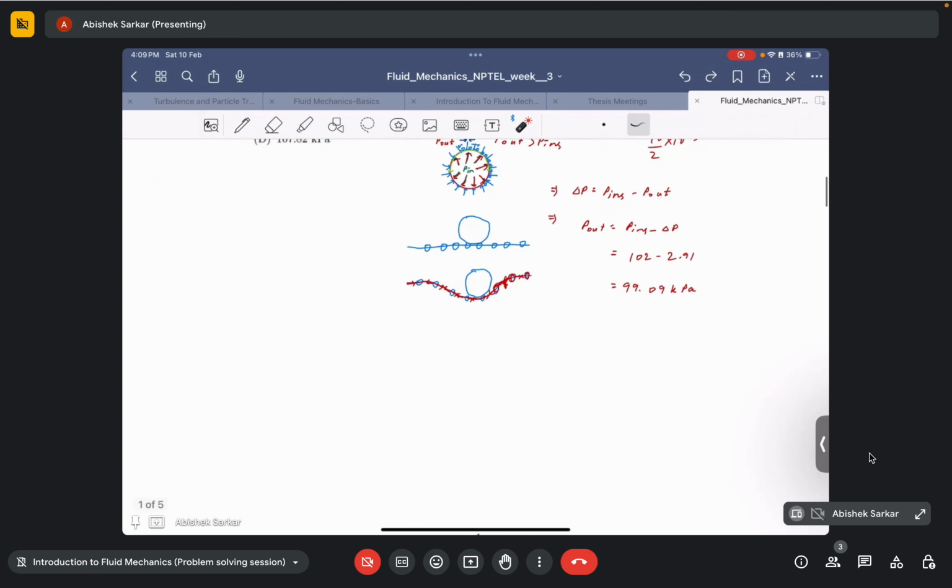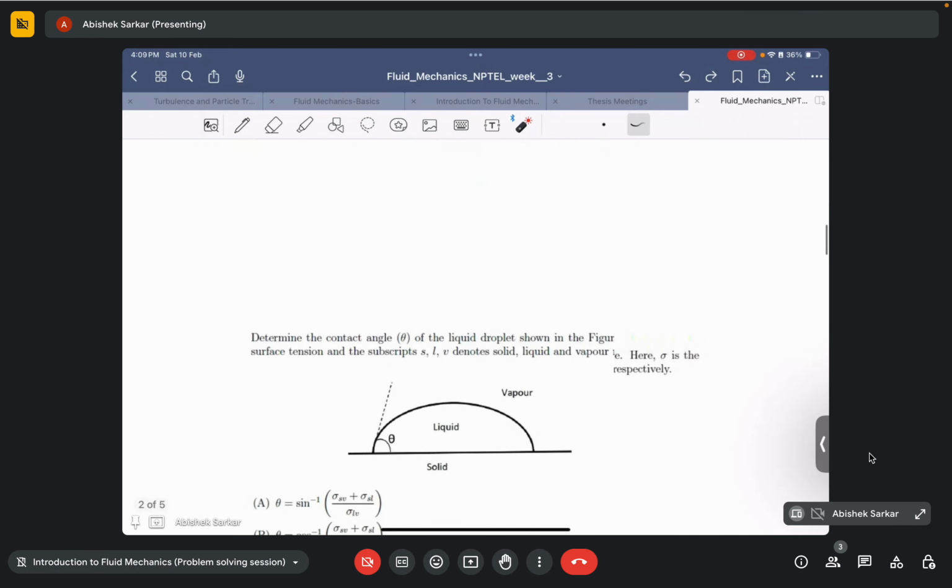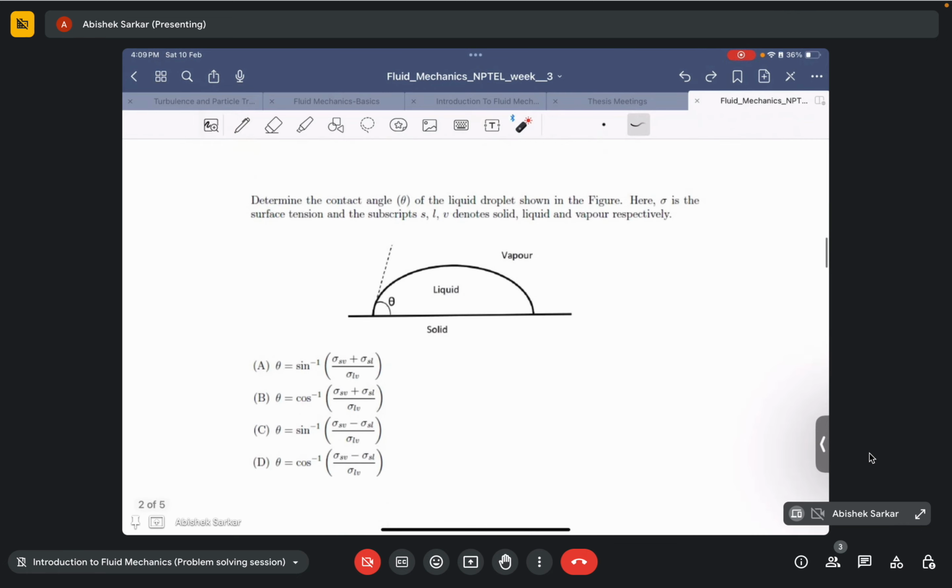So now let's go to the other remaining questions. I think this question is a simple derivation, but it's a good exercise again. It was done by Professor Chakraborty in the class. If you have notes, you can just tell me the answer directly, but let us go to the question. Determine the contact angle of the liquid droplet shown in the figure.